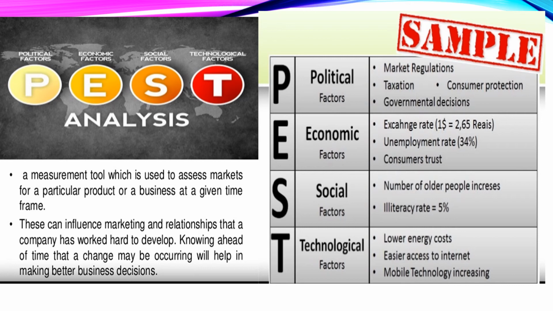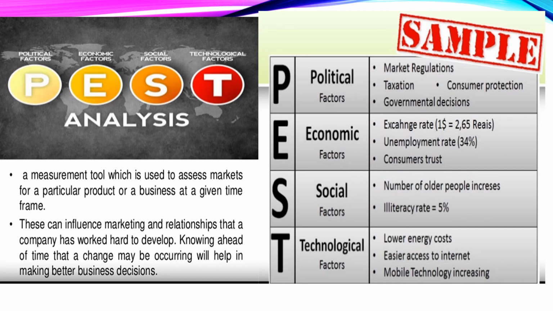Here is the example. In PEST, we have the political factors. The examples here are market regulations, taxation, governmental decision, and consumer protection. That is under political factors.